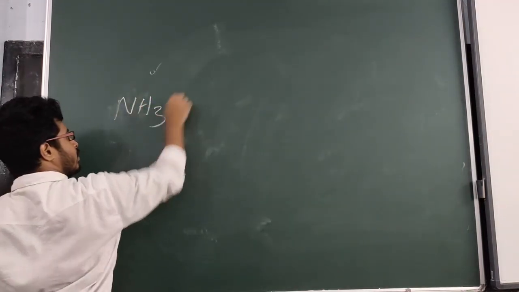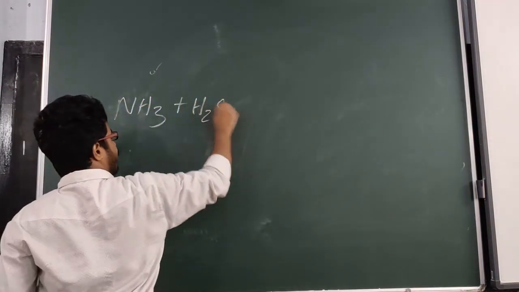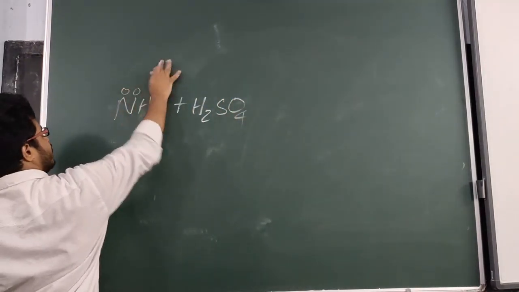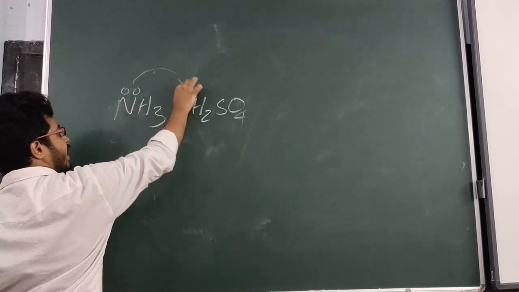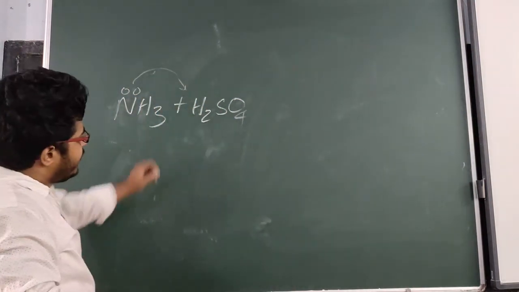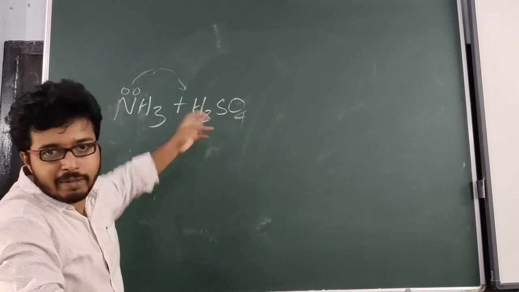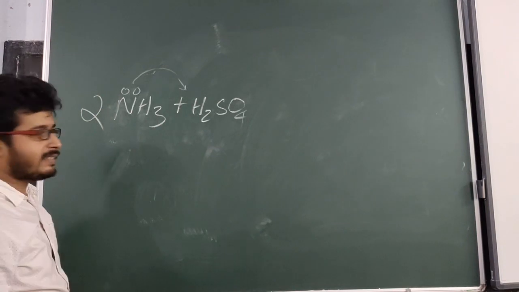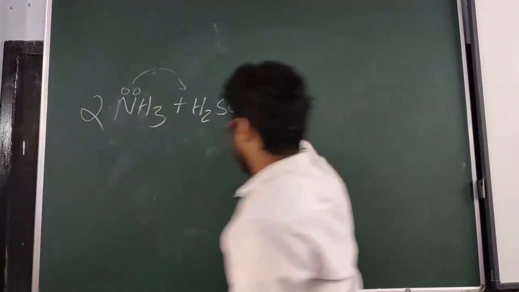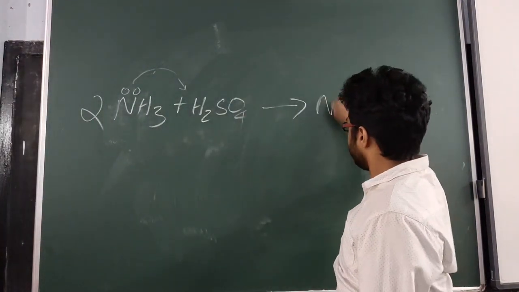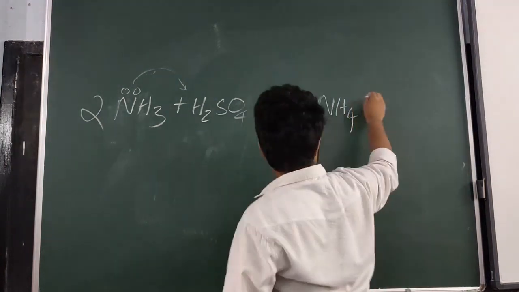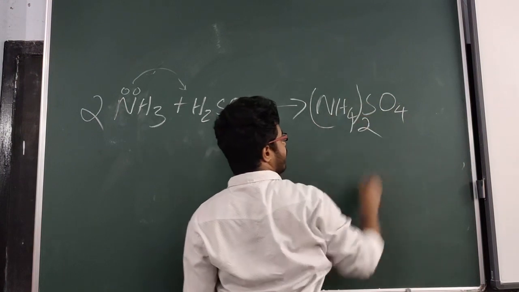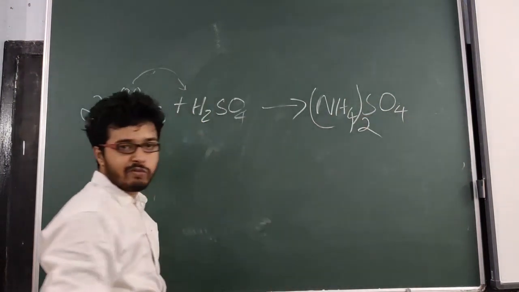NH3 plus H2SO4. As you remember, there is a lone pair, and it is supposed to extract hydrogen. The problem is there is no single extractable hydrogen here, so 2NH3 will attack both the hydrogens to form NH4 twice SO4. Since 2 NH4 are formed, it is (NH4)2SO4.